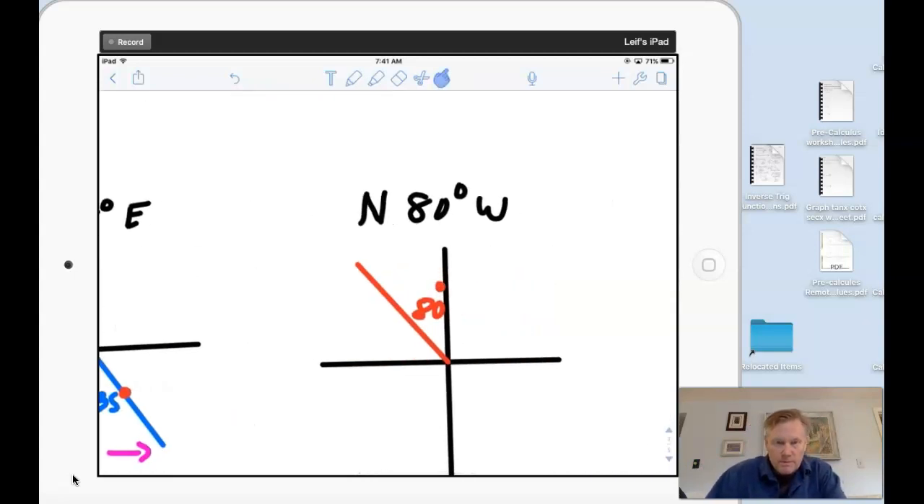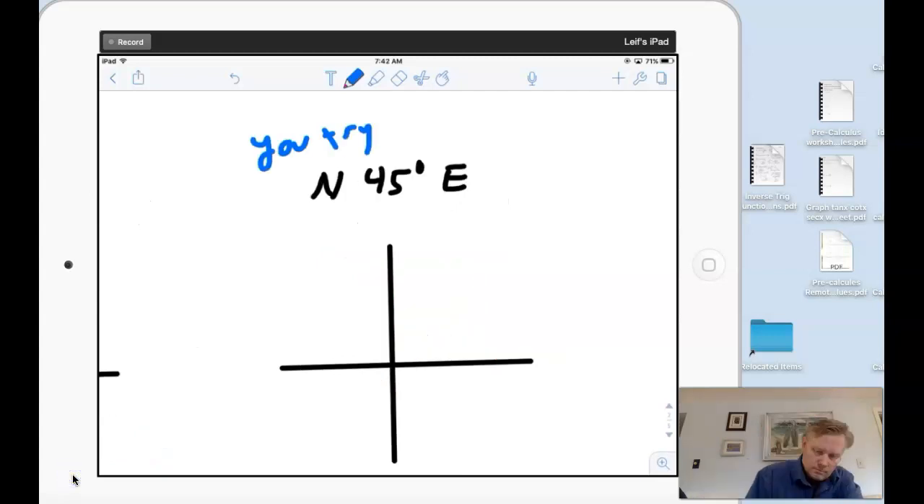If I gave you this one and asked you what's north 80 degrees west, you went up north first, and then you went over 80 degrees west. So why don't you try this one? See if you can just get where this one is. North 45 degrees east. How would that land? Why don't you hit pause and then come back.